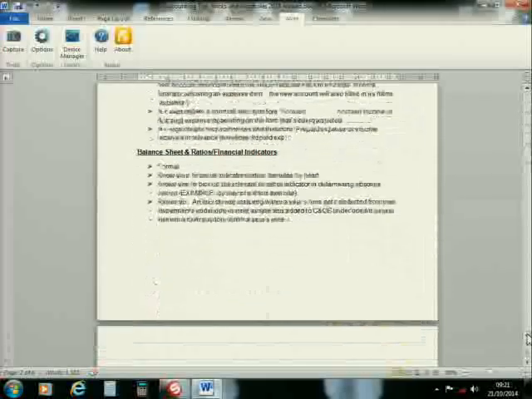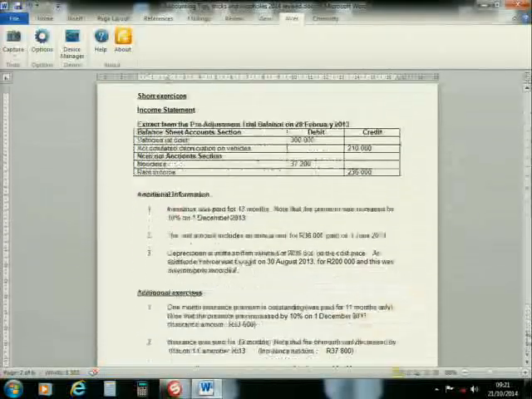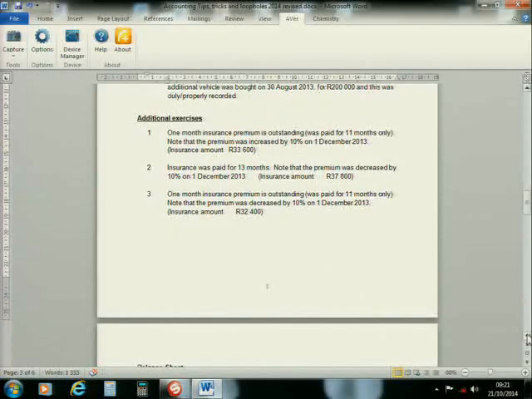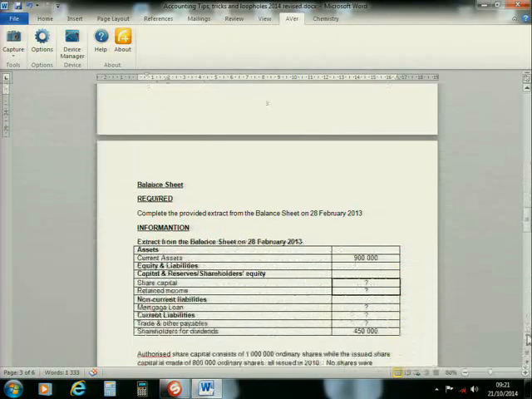I want us to go through another short exercise regarding the balance sheet in order for me to explain this properly.